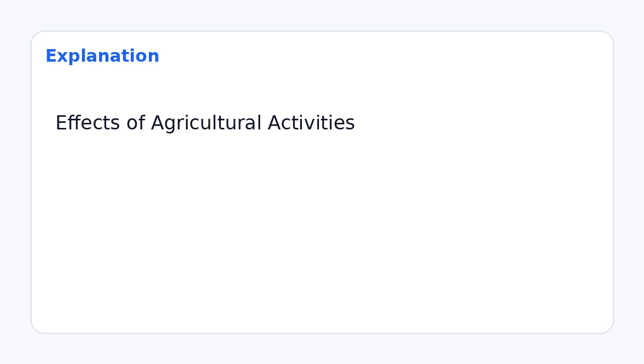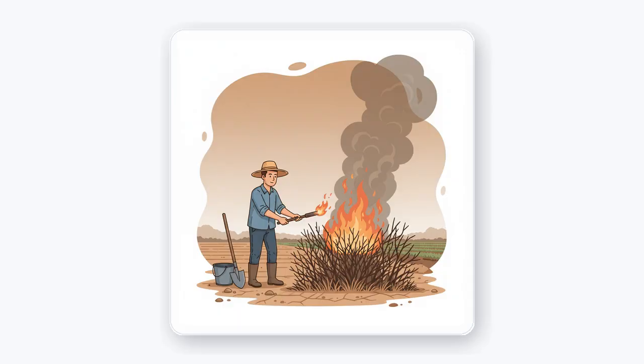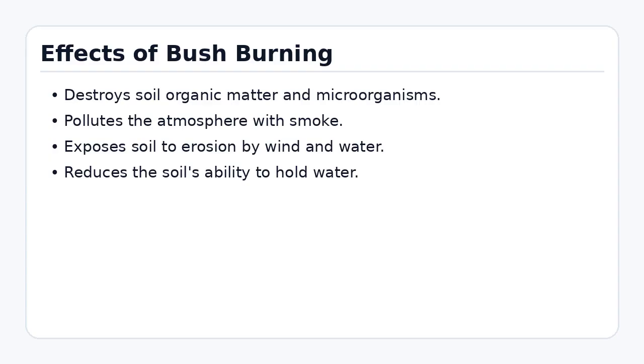Now, let's consider how agricultural practices affect our ecological systems. Bush burning is a common method for clearing land. While it quickly clears vegetation, it has significant negative effects. It destroys valuable organic matter, kills helpful soil organisms, pollutes the air, and leaves the soil vulnerable to erosion.